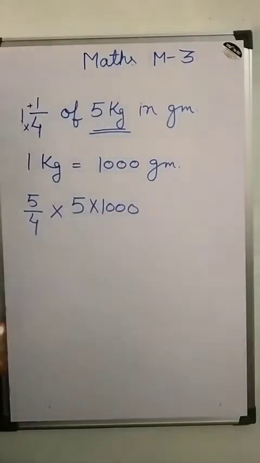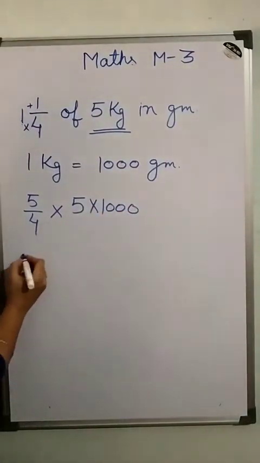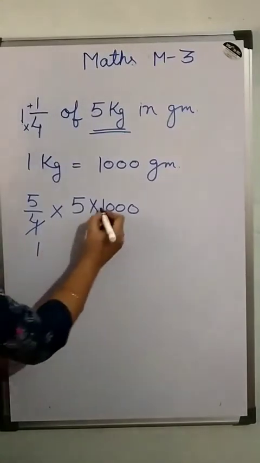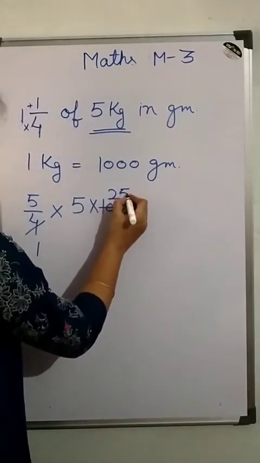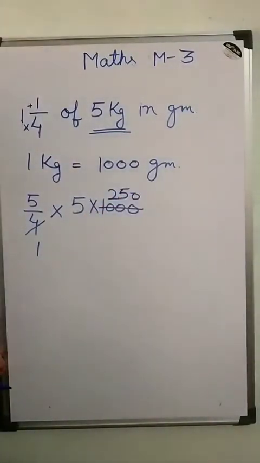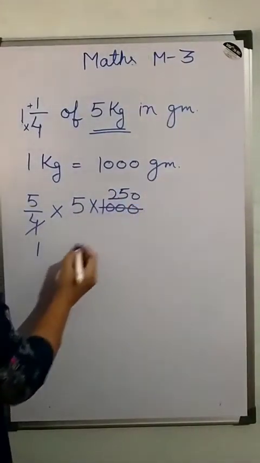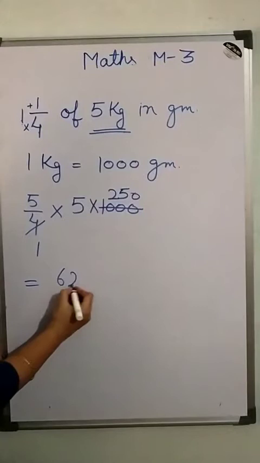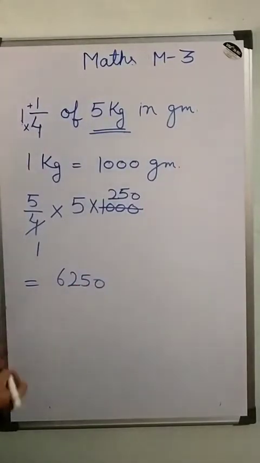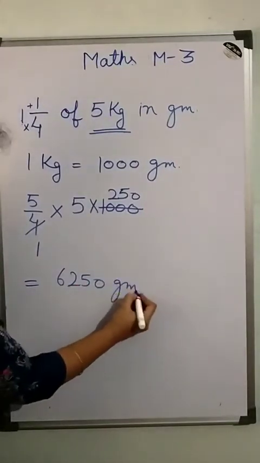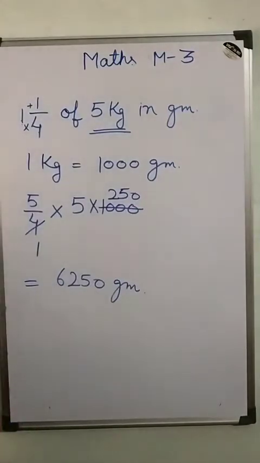And now solve it. Now just see here. Can we cut 4 and 1000? This is equivalent to 250. Now multiply 5 into 5, 25, 25 into 25, 625. So the answer is 625 and write down 0. So this is the answer in gram. In this way you can solve this question.